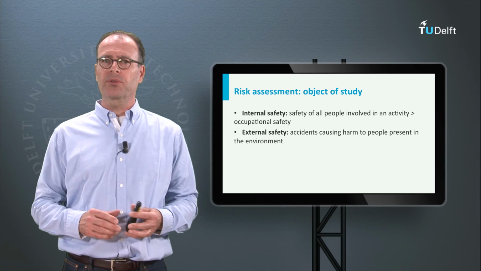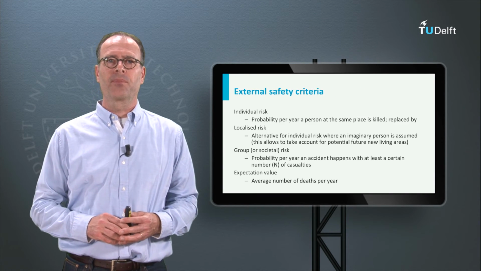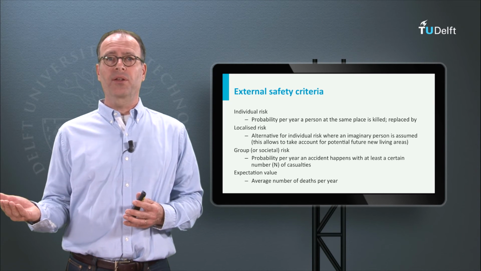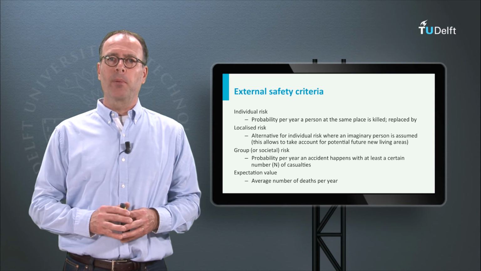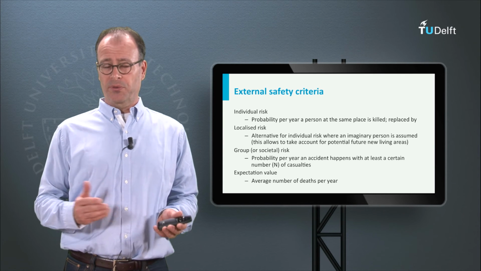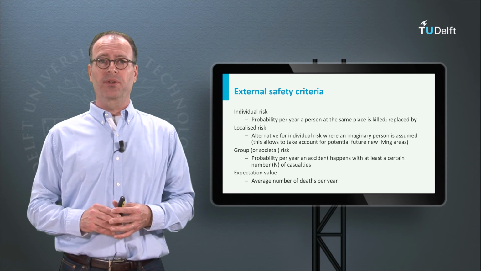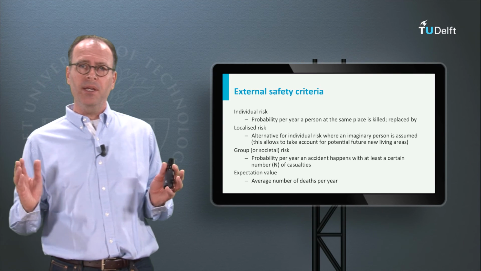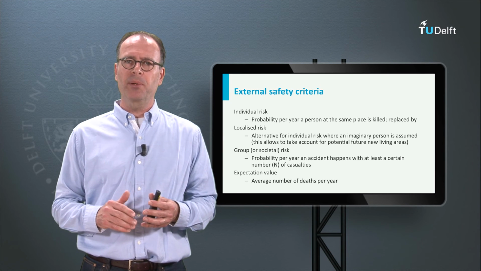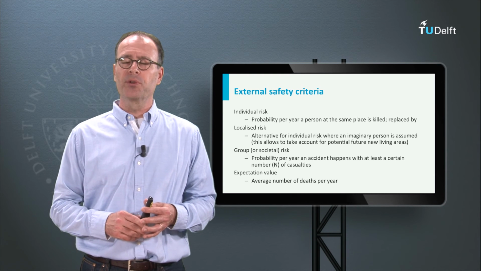When we talk about external safety, there are different types of risks defined. We have individual risk, which was later replaced by localized risk. This is the probability that one person is being killed in a year at a particular place because of some hazardous activity. We also have group or societal risk, which is about a particular number of people being killed per year with a certain probability. And finally, we have the expectation value, which is an average of people killed per year. I'll explain the first 2 now.